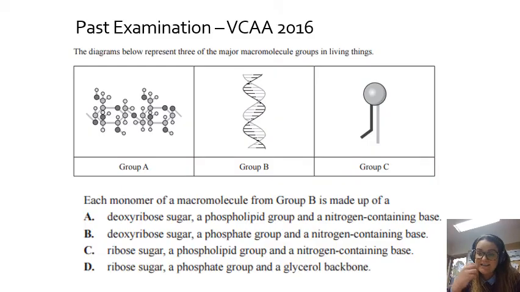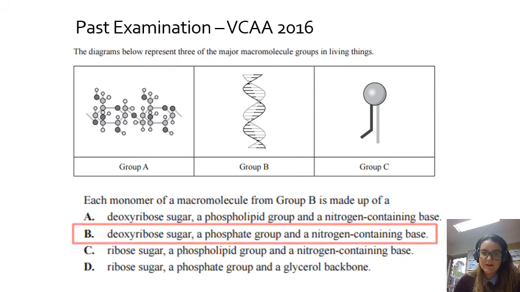Now let's practice an exam style question. I want you to read through and give that your best answer. Hopefully you're able to identify that the macromolecule in group B is a DNA molecule and that a monomer of that is made up of a deoxyribose sugar, a phosphate group, and a nitrogen containing base.